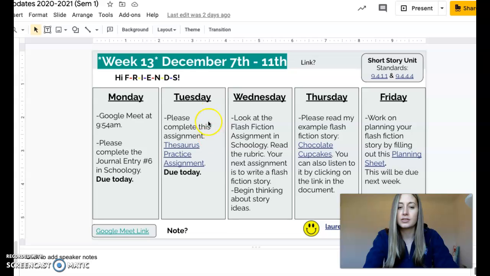Then I want you to complete this Thesaurus practice assignment for Tuesday. It's due on Tuesday. Follow the directions when you're in the assignment. This is going to help prepare you for using different types of word choices when you're writing.